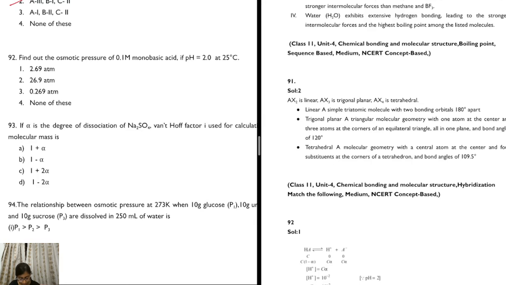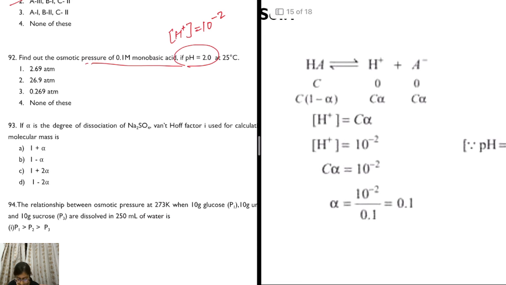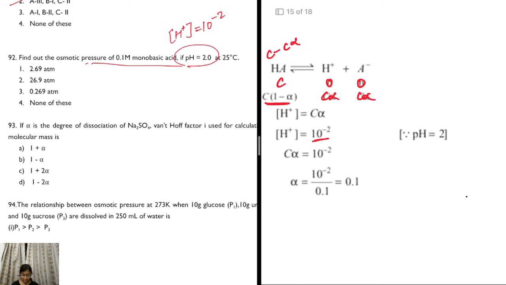Find out the osmotic pressure of 0.1 monobasic acid. pH is given. If pH is 2, then what would be the H plus ion concentration? Obviously, it will be 10 to the power minus 2. At 25 degrees Celsius. So let's calculate. See, if this is the reaction given to us, and initially it is this. So obviously after some time it would be C minus C alpha, and C alpha would be formed. Okay? And the concentration of H plus is C alpha. Also it is given that it is 10 to the power minus 2. So here we'll find alpha.